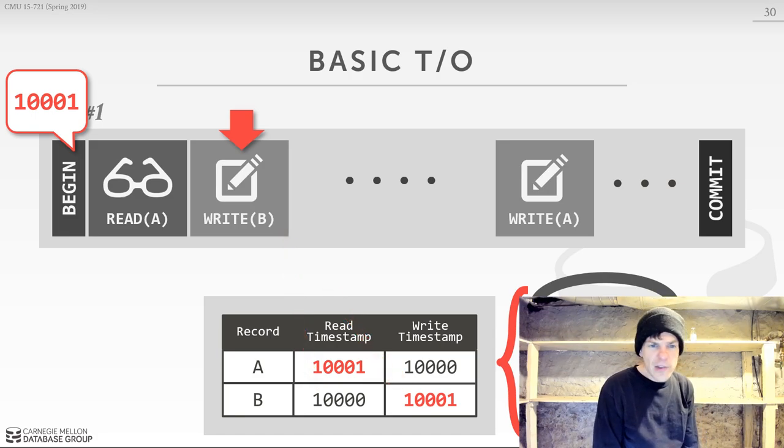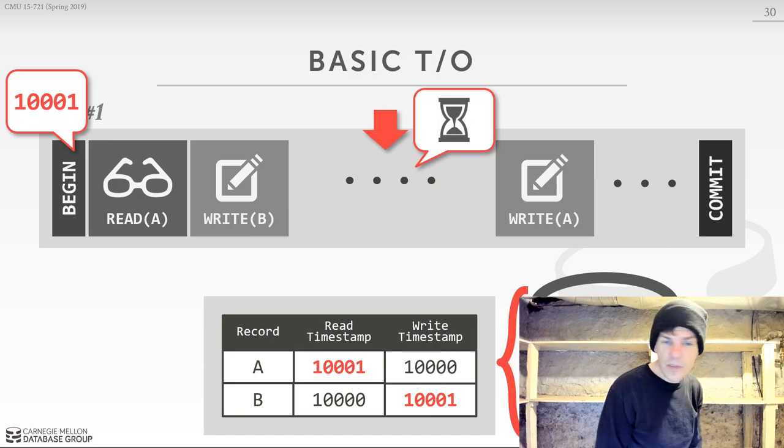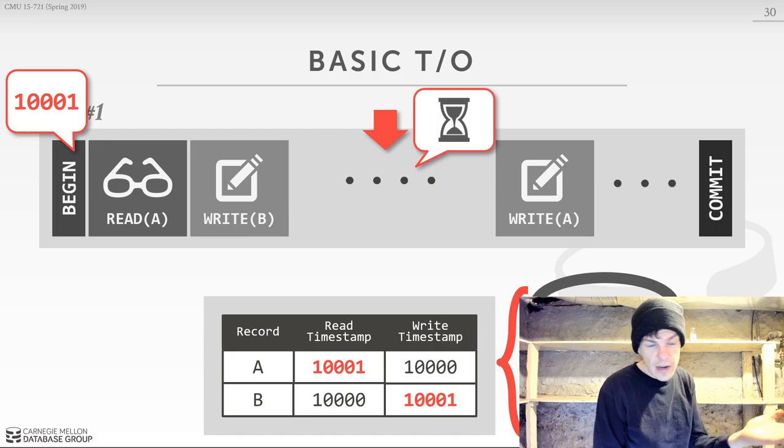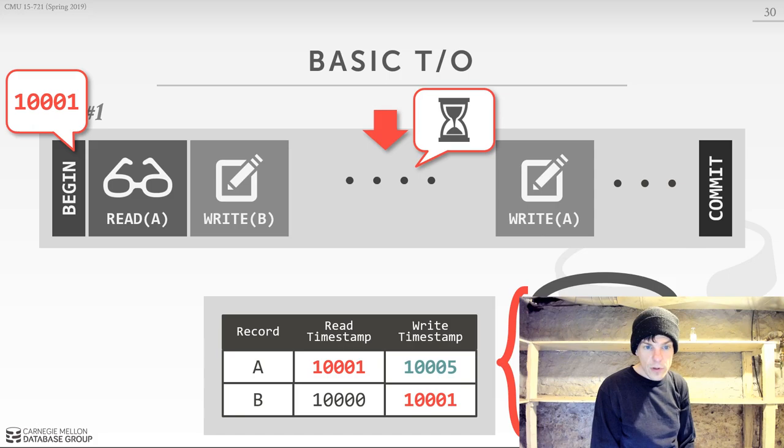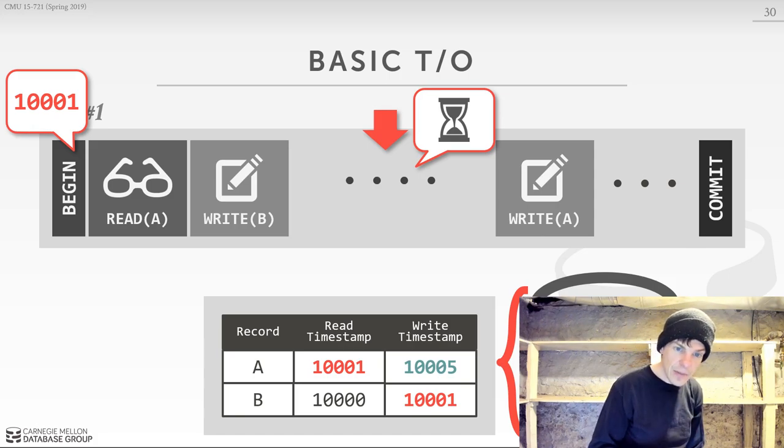So now let's say this transaction goes off and does something else. Say the data system flushes data to disk and has to stall. Then it goes out on the network and gets some additional information. Whatever it is, it's not running, it's stalled. And during this time, another transaction comes along and does an update to object A. This second transaction has timestamp 10,005, which is in the future from us.